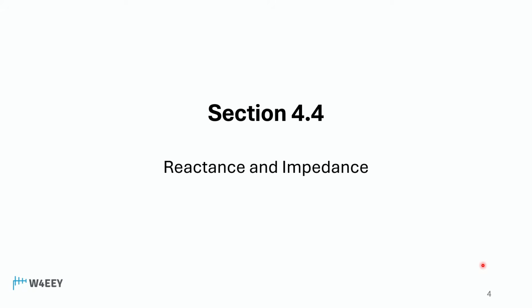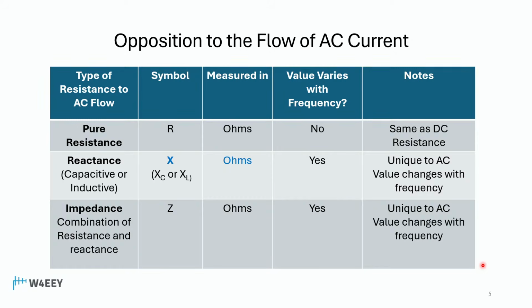We'll get right into the material for the second half of this chapter, reactance and impedance. I put together this chart because to me it was very helpful. We talk about resistance, reactance, and impedance. All of these are entities that represent opposition to the flow of AC current. Pure resistance, we understand. R, resistance, measured in ohms. Does it vary with frequency? No, it does not. And this is the same as DC resistance.